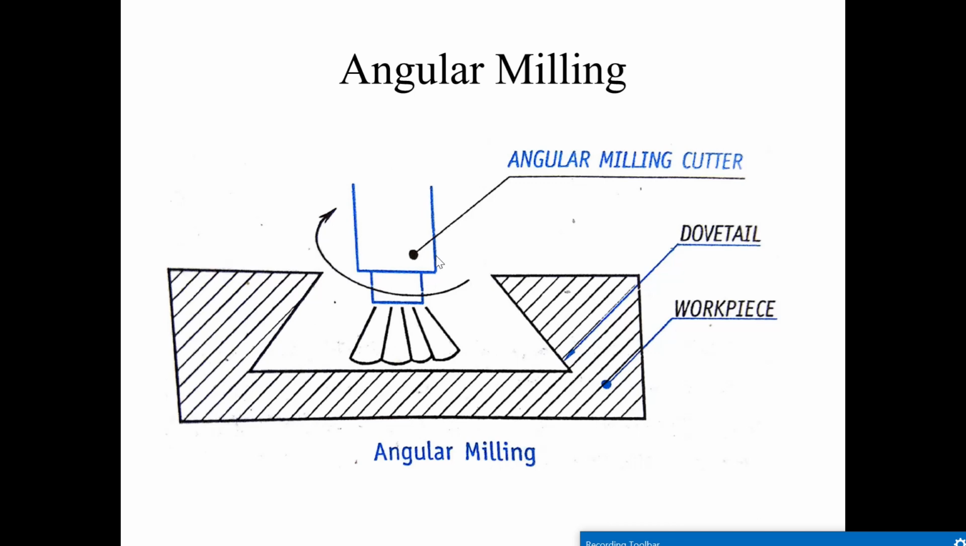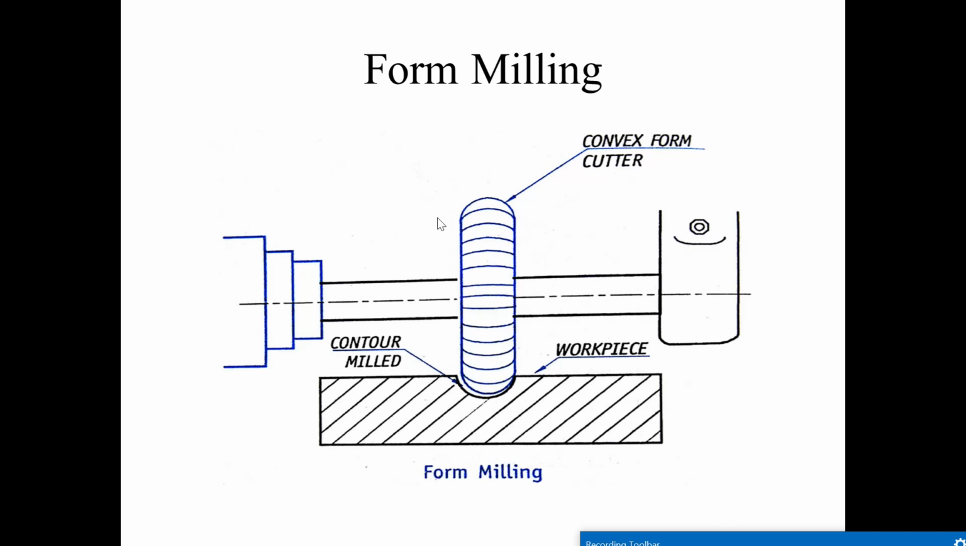So this is about the angular milling. Whenever you need to produce angles in the slots, we are going to use the angular milling operation. Then the next operation is form milling. Form milling is also a type of operation. Here see the shape of the cutter, it is quite different from other types of operations.